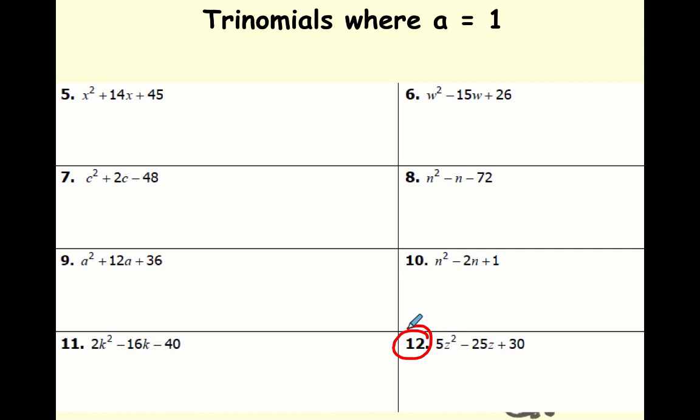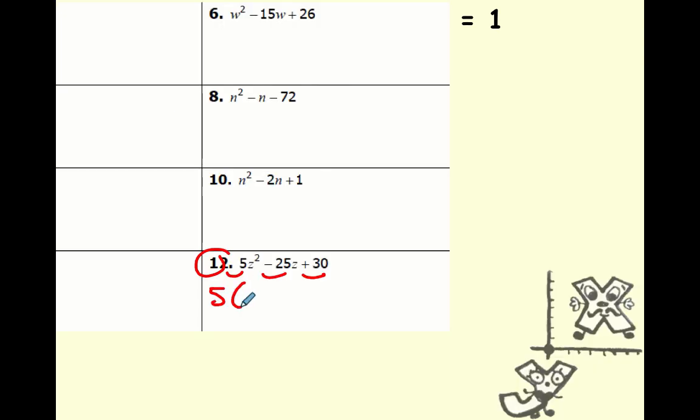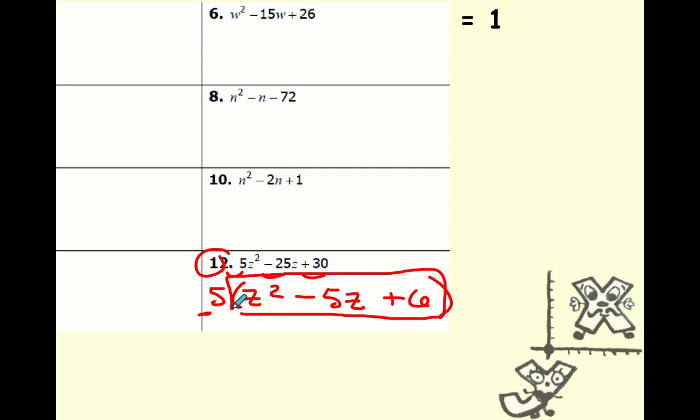So first thing I notice is that these are all multiples of 5. So the first thing I'm going to do is factor out a 5. So that gives me 5 times z squared minus 5 times z plus 6. Now, I'm going to forget about that 5 over here for a minute, and I'm just going to pretend this is just like everything else that I did before.